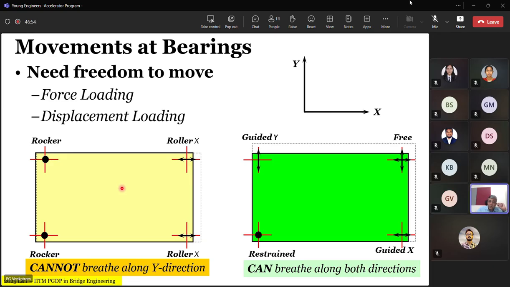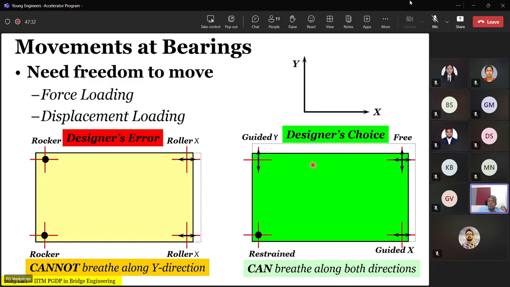This is the classical difference between the old and the new. When I say old tradition, nowadays you will rarely find this situation used anywhere. We have understood the breathability and the internal stresses that it creates a little better. So invariably we go for the bearing arrangement that allows breathing at the joints in both x and y direction. This was a designer's error in those days, primarily because they didn't have the technology to create this. But today, this has become the designer's choice.